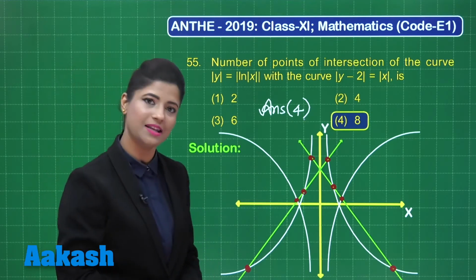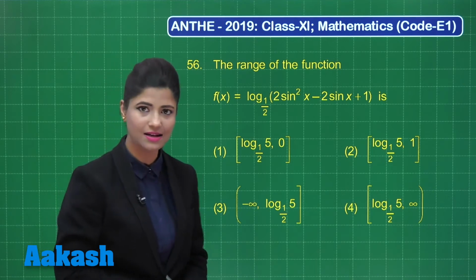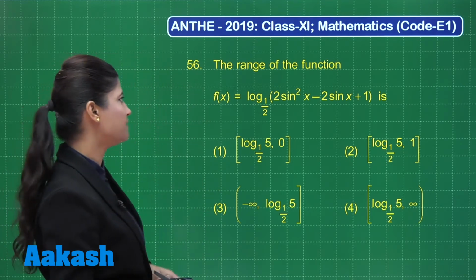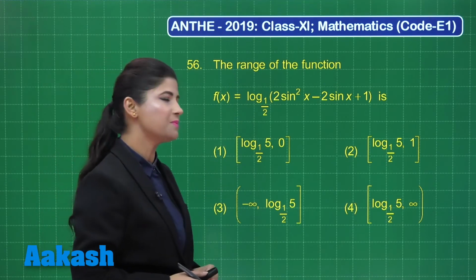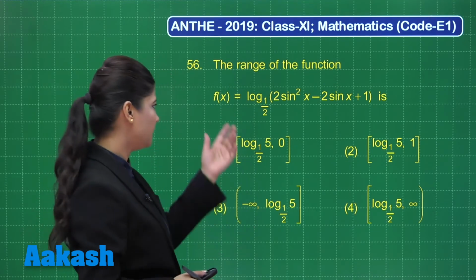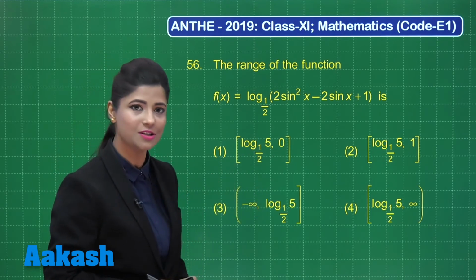Now let's take up our next question. Here I have question number 56. It states that the range of this function, which is f of x equal to log of twice of sine square x minus twice of sine x plus 1, where the base is 1 by 2, is out of these options. So let's obtain the required range.